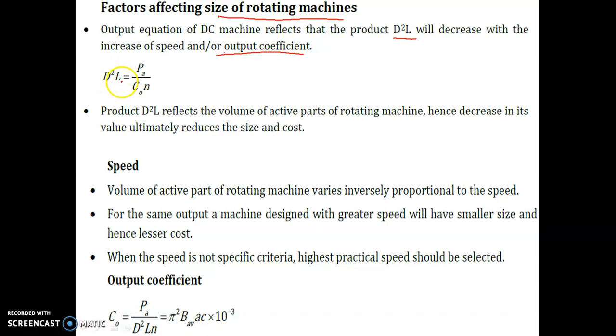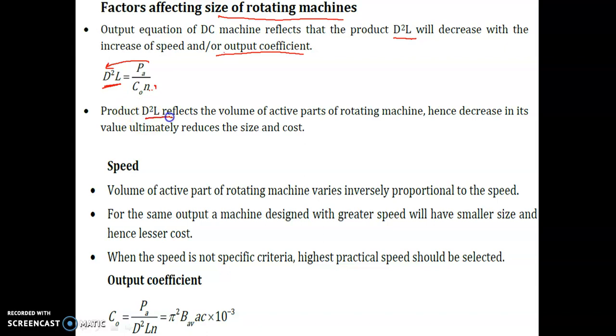So d square L is equal to P by this relation; P average was already calculated in previous lecture number 1. You will see this value is already derived. So d square L is P divided by C naught N, where C naught is the output coefficient and N is the speed. So this term is inversely proportional to speed. If speed is more, then this term will be less. If speed is less, this term will be more.